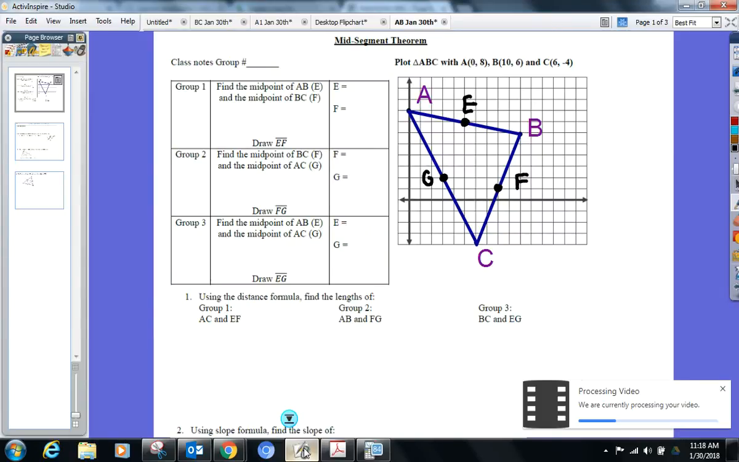Group 1, E: 5, 7, yep. And how about point F? 8, 1. Everyone else, make sure you record that. And graph E and F right now for me, please.